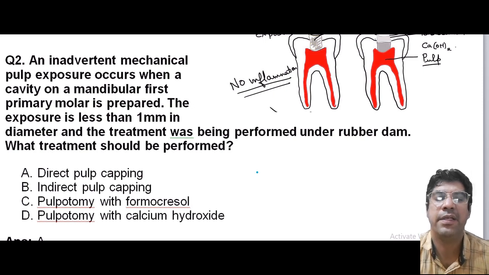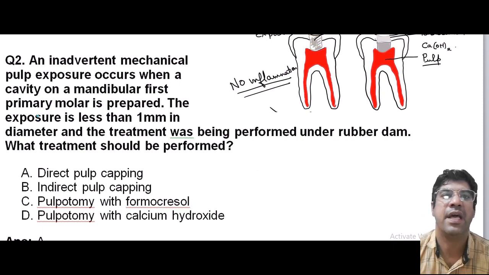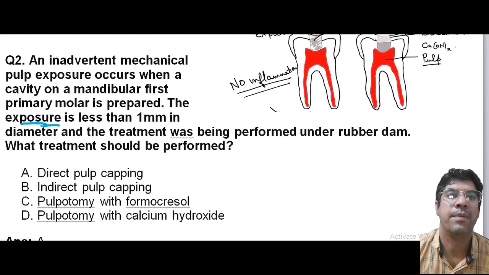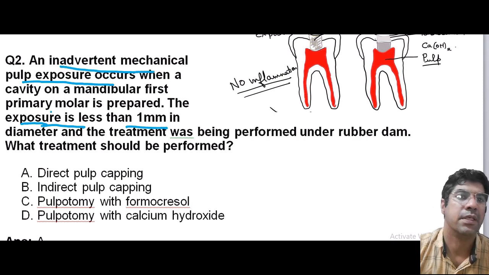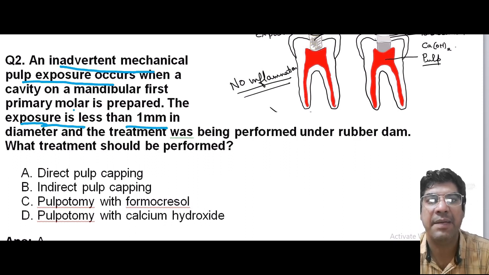An inadvertent mechanical exposure occurs when a cavity on the mandibular first primary molar is prepared. The exposure is less than 1 mm. So remember, the exposure here is less than 1 mm, and it is a mechanical pulp exposure during the cavity preparation. The treatment was performed under the rubber dam. What is the treatment that should be performed? The answer is a direct pulp capping.